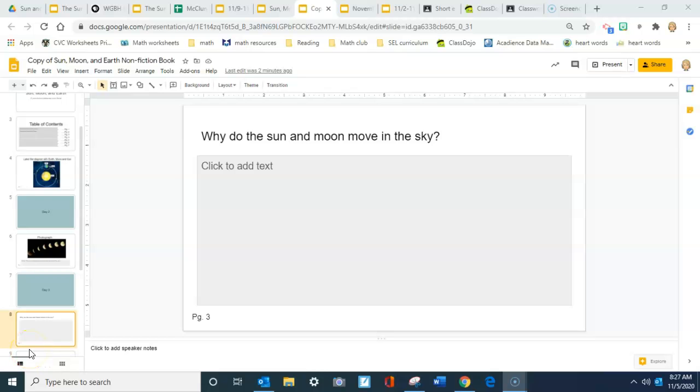So today is day 3, and we are going to answer a question for our nonfiction book. We need to explain to our reader and give them information about a topic that we know. So today's question is, why do the sun and moon move in the sky? Wow. Let's go back to one of our science lessons.